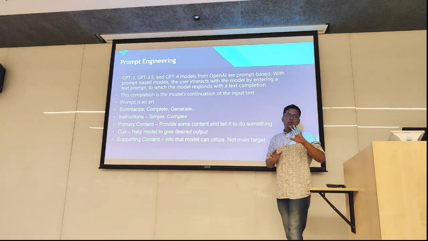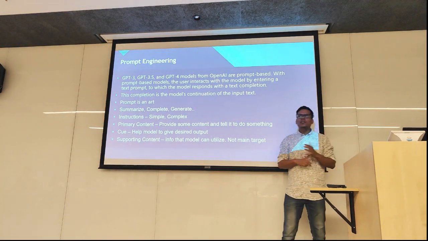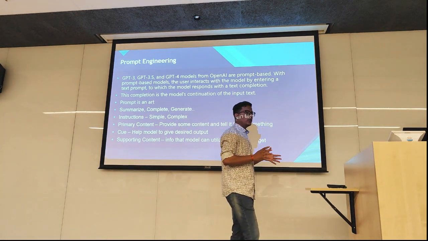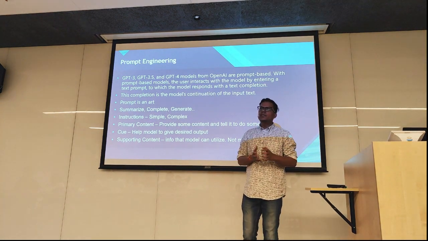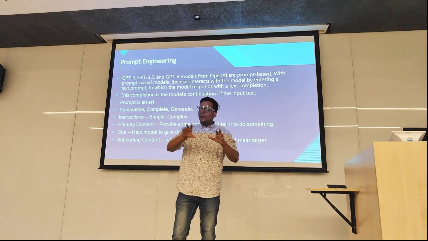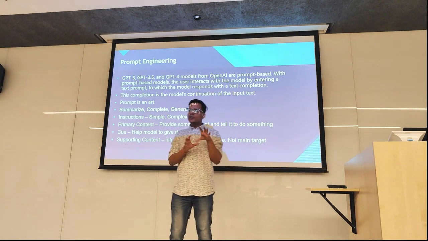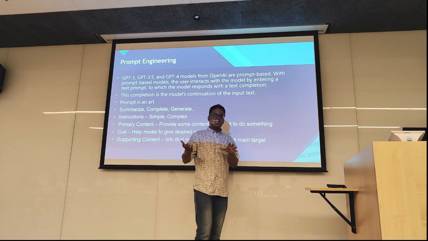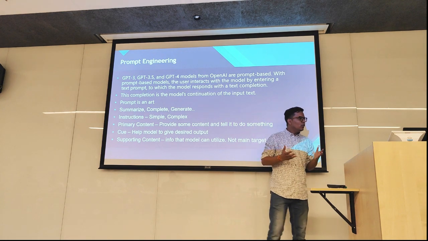So there are 4 things basically that should be there. Instruction, whether you are providing a simple instruction or complex instructions in your prompt. Also primary content. Primary content means, suppose you want to write an email, you provide: I am writing this email to so-and-so, the topic should be this, generate an email for this. The primary content you provided is the context, and then ChatGPT or the GPT model will generate content for you. The third is cue.